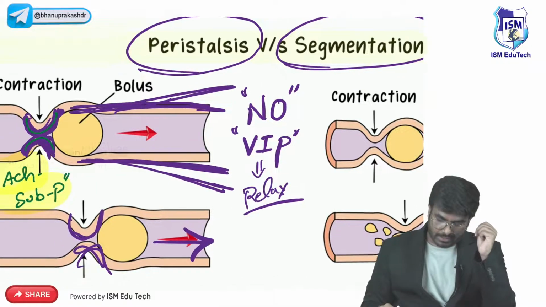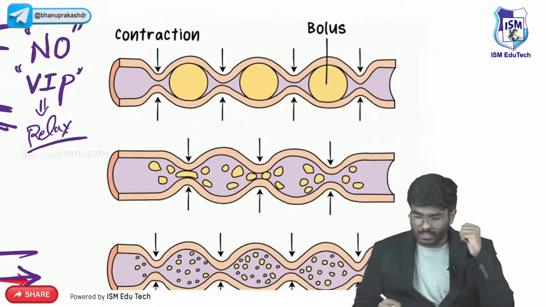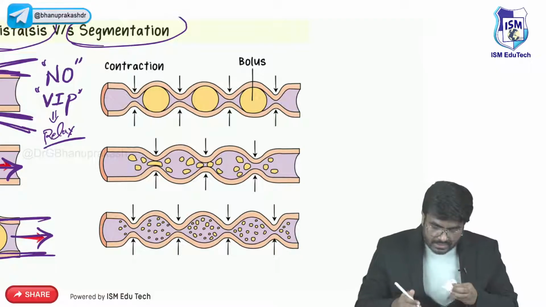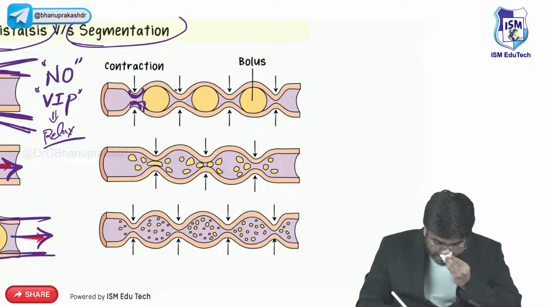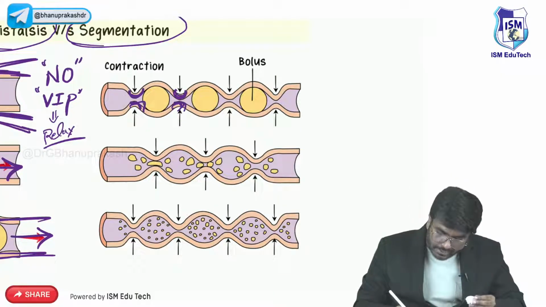Okay, relaxation of the distal segment. They are causing contraction. Okay, these are the MCQs. Now, if you look at the segmentation part, the proximal segment is contracting as well as the distal segment. Both are getting contracted. So both the proximal segment and the distal segment are getting contracted.